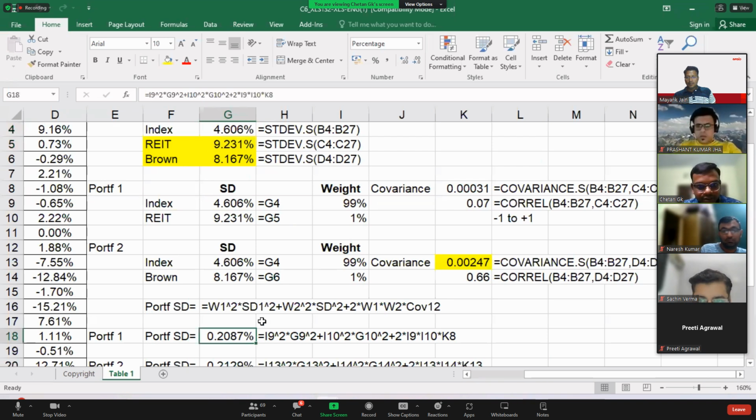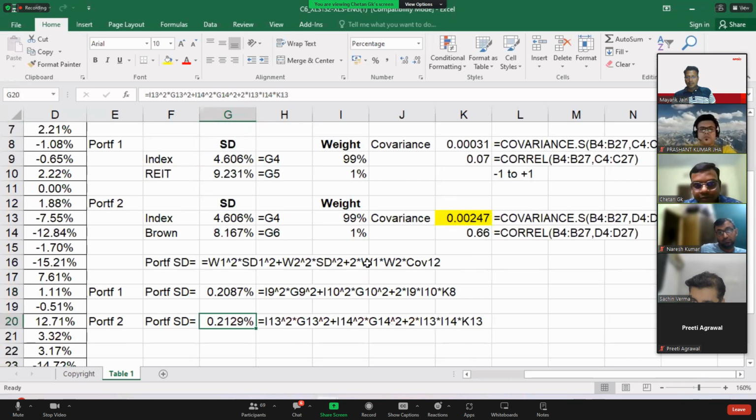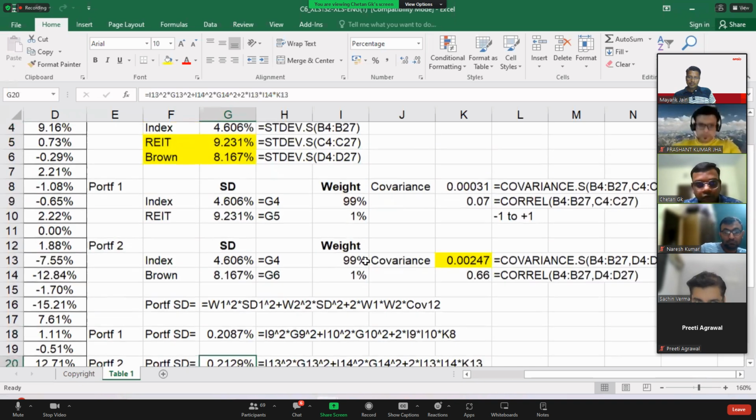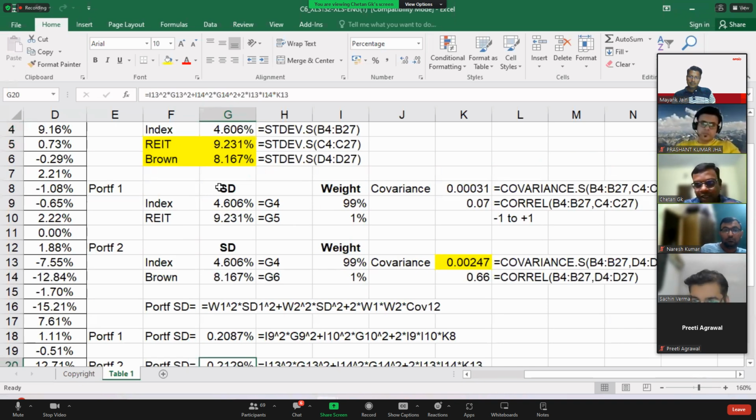The first one is 0.2087%. Okay. This is actually lesser than this one. What I'm trying to convey here is, just because the standard deviation of a stock is higher, we cannot really say that once you combine it in a portfolio of investment, the portfolio standard deviation is also going to be on a higher side. It is wrong to presume so. That is what I'm saying.